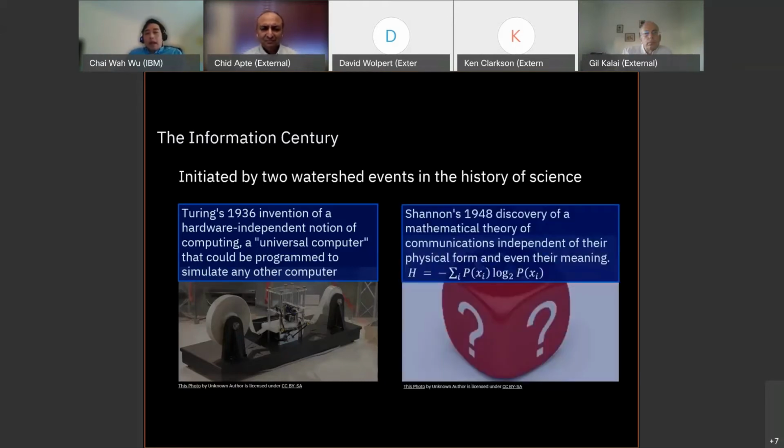On the other hand, in 1948, Claude Shannon formulated the mathematical theory of communication that's independent of their physical form, the how of communication, and even their meaning, the what of communication, abstracting it to a quantitative measure of information and uncertainty in the form of entropy. The notion that this definition is devoid of semantics is not universally accepted, as we will hear from Professor Tishby later on.